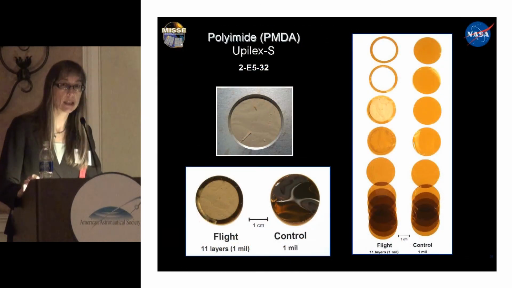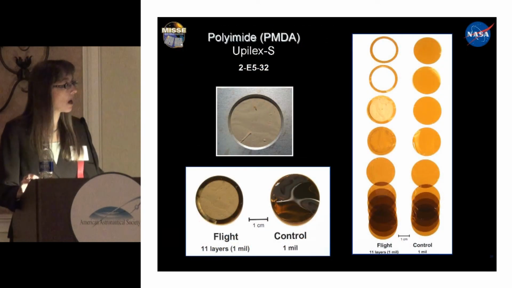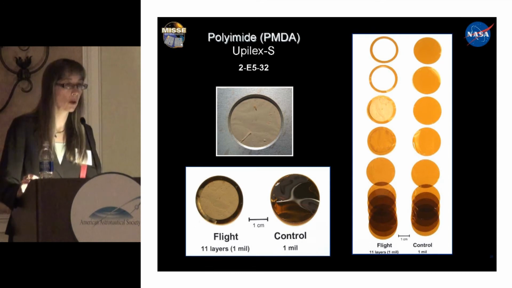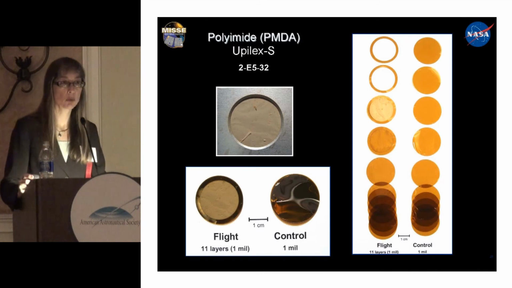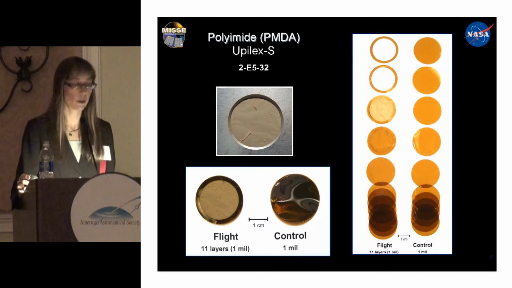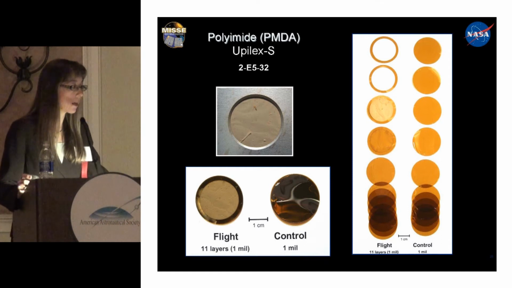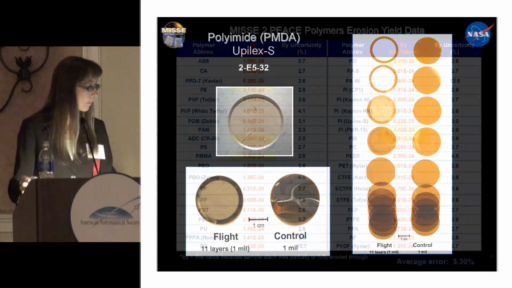This is just one example of one of our polymers, and we flew this sample, UPLEX-S. We put 11 individual samples stacked together in the flight. You can see pictures of both flight and control samples post-flight. And in this case, the atomic oxygen completely eroded through the top 2 layers and into the 3rd layer, and the 4th layer is discolored.